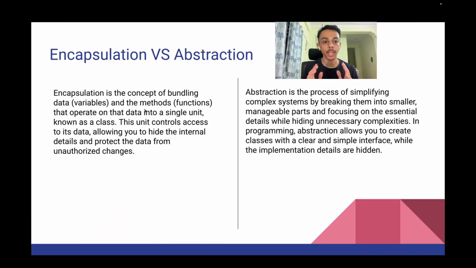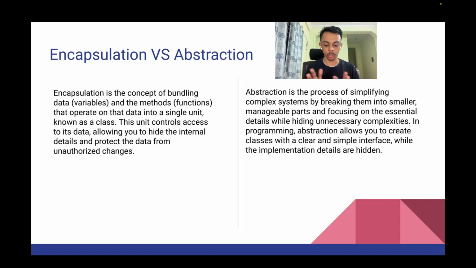Now let's understand what abstraction is. Abstraction is a process of simplifying complex systems by breaking them into smaller, manageable parts and focusing on the essential details while hiding unnecessary complexities. In programming, abstraction allows you to create classes with a clear and simple interface while the implementation details are hidden. Okay, so I will explain what abstraction is now.